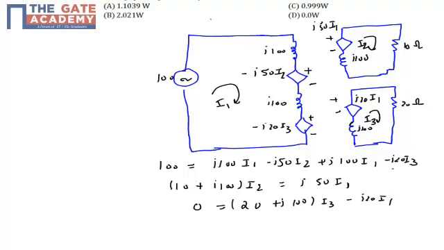You can write the equation numbers here. This is my equation number 1, this is equation number 2, this is equation number 3. You can see we have 3 equations and 3 unknowns: I1, I2, I3 are the 3 unknowns. So by simply solving, we can get the value of I1 as 0.5833 in magnitude, and the angle is minus 88.92.